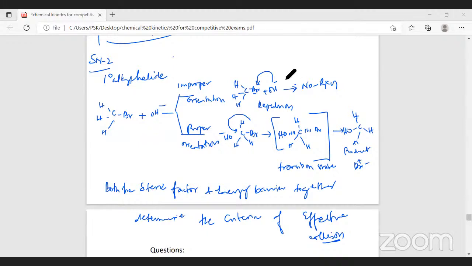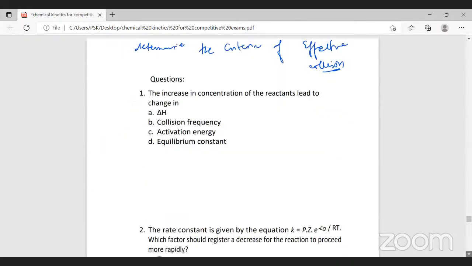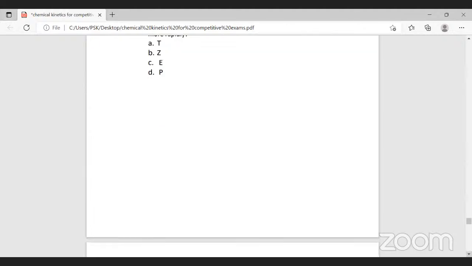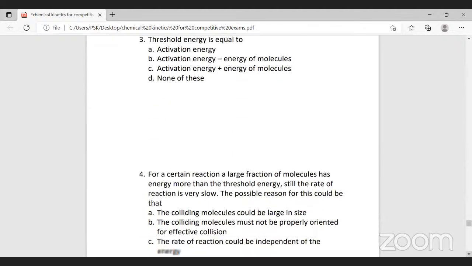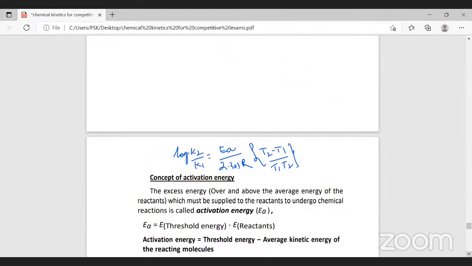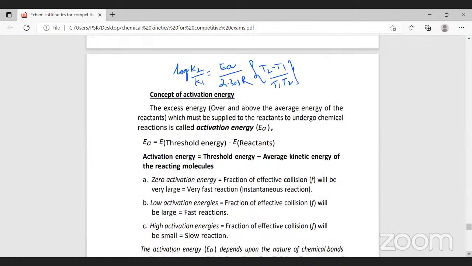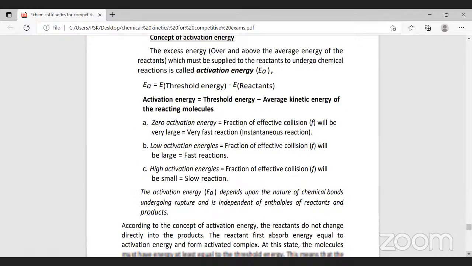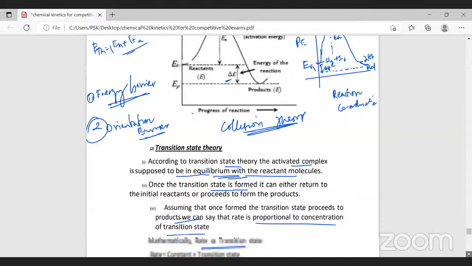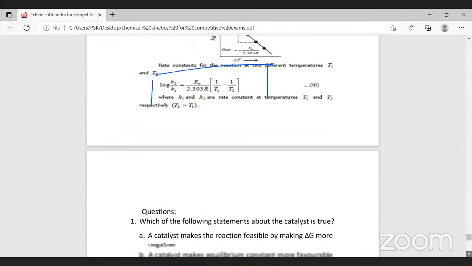I'll be happy. Okay. Now, today we'll be finishing with this chapter. We'll be starting with the next chapter in the next class, coordination compounds or coordination chemistry. A few questions I've typed. We'll work on those questions and then we will do some more questions on this chapter.